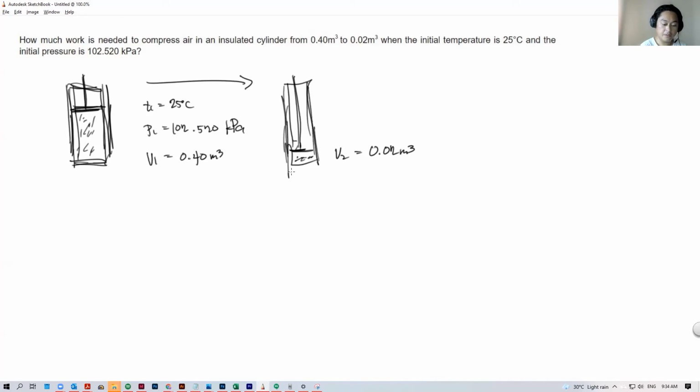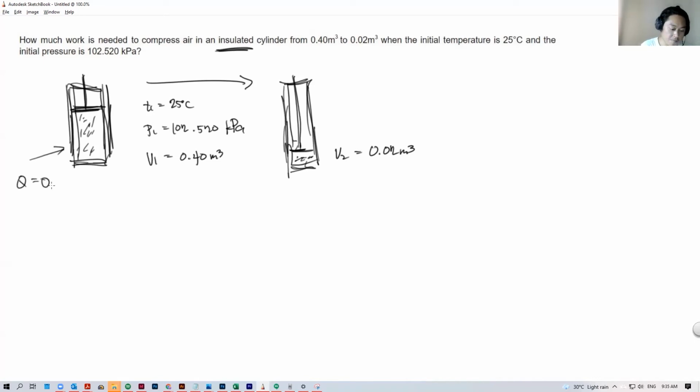So first, we are asked how much work is needed. We're not provided with the process, so we need to identify what type of thermodynamic process this is so that we can proceed with our solution. Take note that the problem mentions the cylinder is insulated. So if everything is insulated, we can assume that there's no heat coming in the process. So Q is equal to 0.